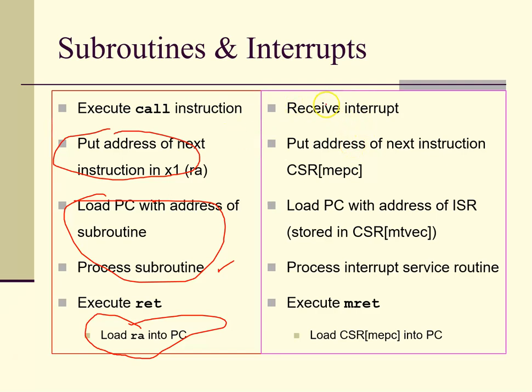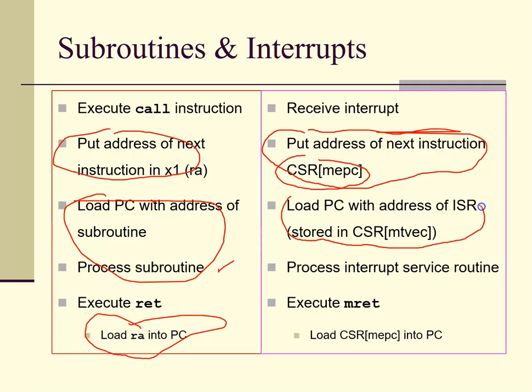Okay, I get an interrupt, and that interrupt can come in anytime, executing any instruction. What I want to do is take the address of the next instruction and store it in this register. Remember, this is one of the registers in that CSR module. Next, I want to take the address of the interrupt service routine, that's the ISR, and put that into the PC. But what I did was I pre-stored that address as part of my program initialization into MTVEC.